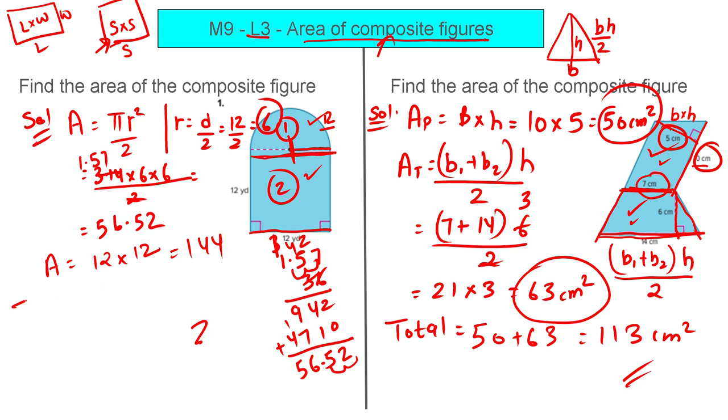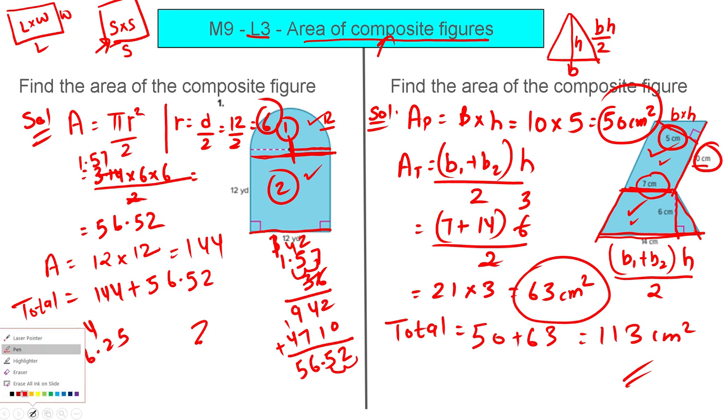Okay, so the total area will be 144 plus 56.52. Now some boys make a mistake in doing the plus here. I will tell you why. 144, they will write like this, 56.25. No, this is not the way you write. I will tell you how to write it.